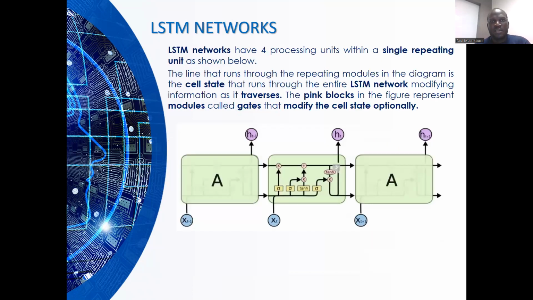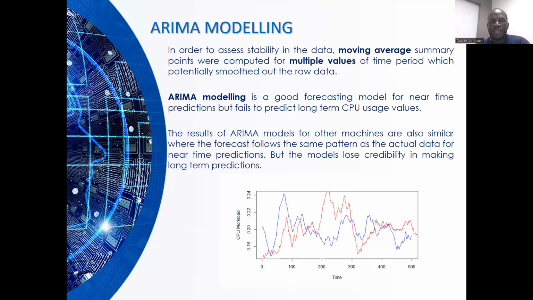The LSTM networks have 4 processing units within a single repeating unit, as shown in the figure below. In the diagram is the cell state that runs through the entire LSTM network, modifying information as it traverses. The pink blocks, as you can see in the figure, represent a module called the gates that modify the cell state optionally.